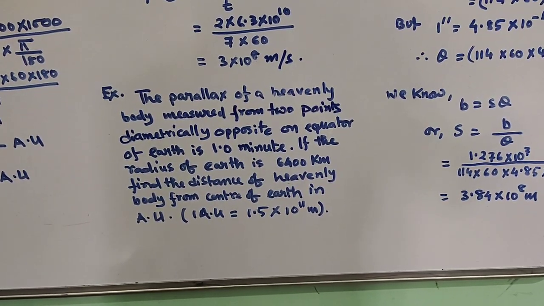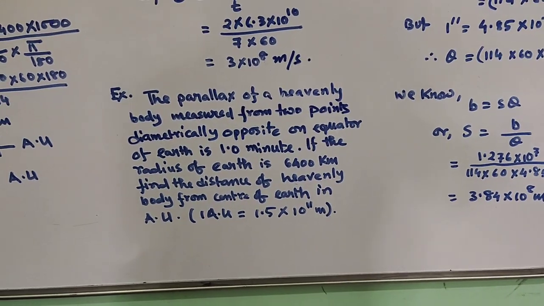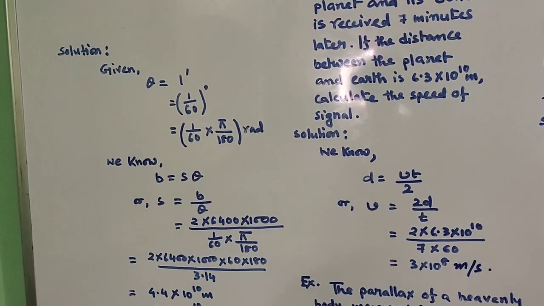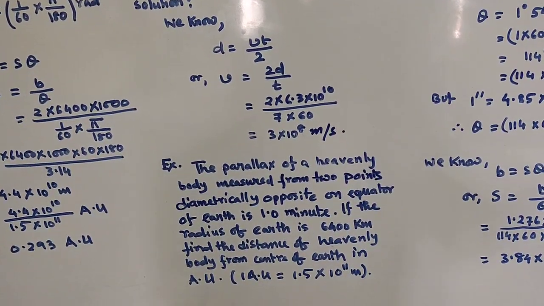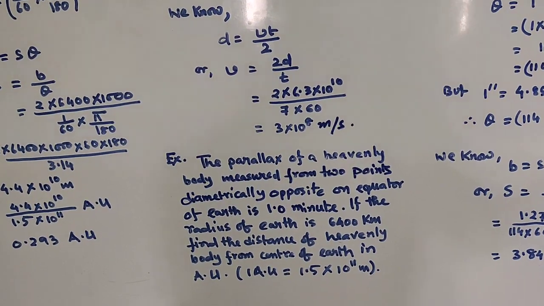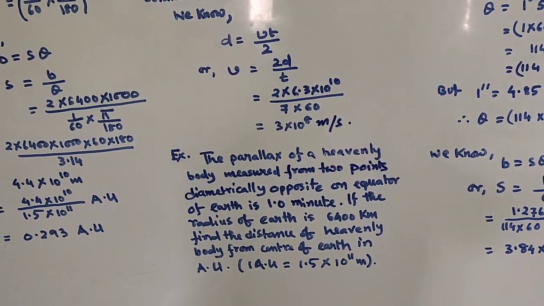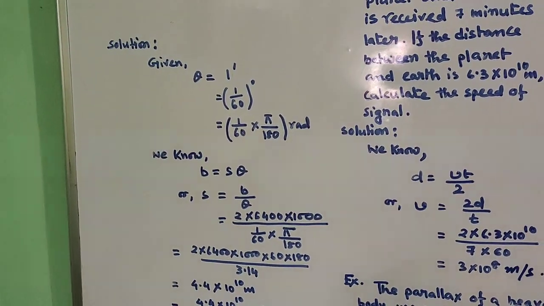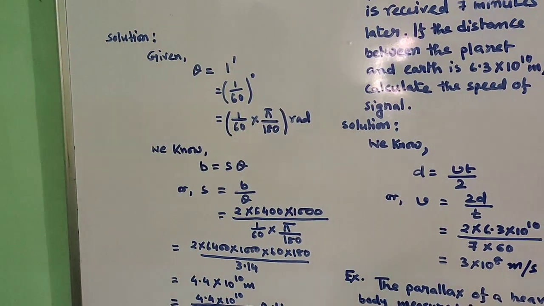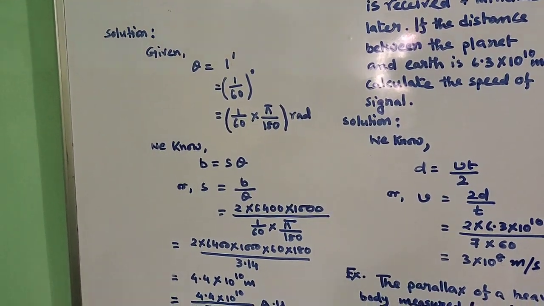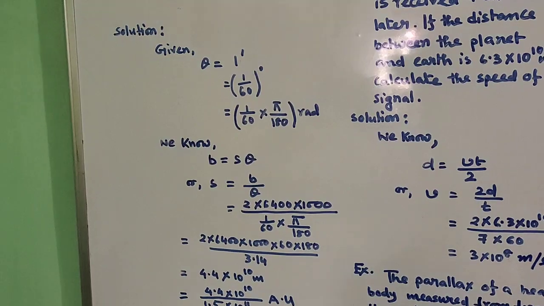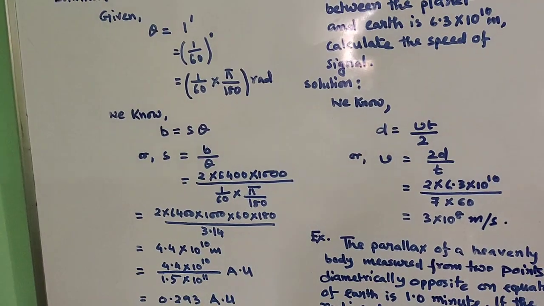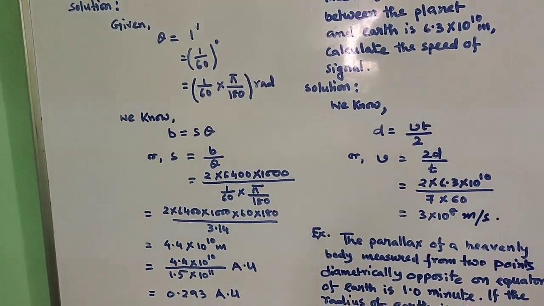Find the distance of the heavenly body from the center of Earth. The radius of the Earth is given as 6400 km. Here the parallax of a heavenly body is measured from two diametrically opposite points, and the radius is given. So B is the distance between the 2 points of observation, and since it is diametrically opposite, it should be 2 into 6400. It's in kilometer, so you have to convert it into meter, that is multiply with 1000, and theta is 1 by 60 into pi by 180.